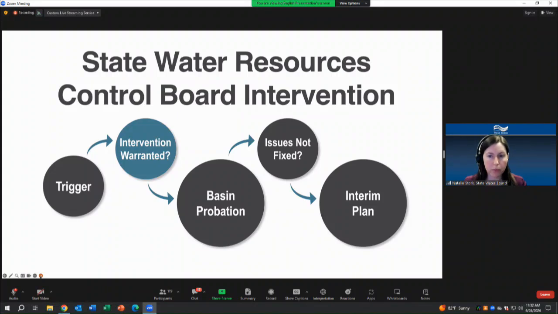If the basin is put on probation, then there is a period of at least 1 year to fix issues. If issues are not fixed, then the board can decide whether to adopt its own plan for the basin. At any time, if agencies think they have fixed their issues, they can provide a new plan or plans to the board for evaluation. If the plans are fixed, we can move the basin out of state intervention and back to the Department of Water Resources oversight.